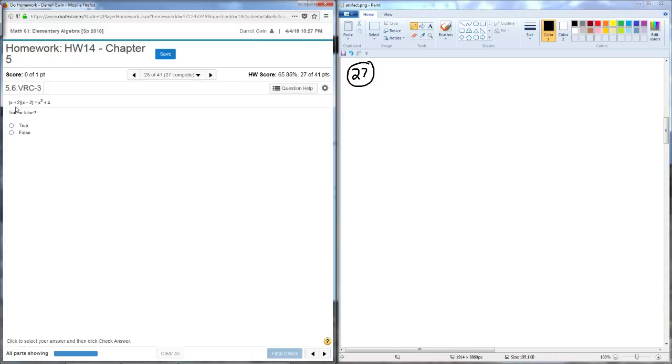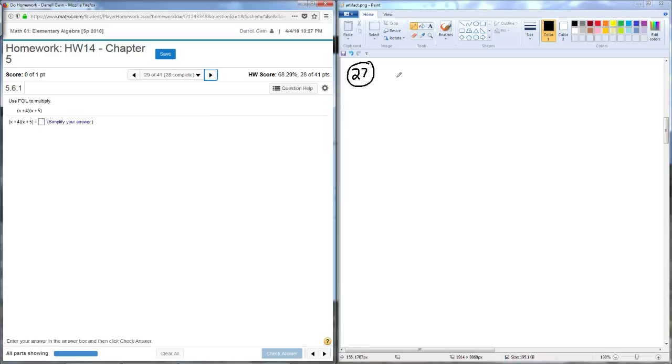These are conjugates. So the outer and inner are going to cancel each other out. So x times x is x squared, and positive 2 times negative 2 is a negative 4, not a positive 4. Definitely false. Okay. Next question.